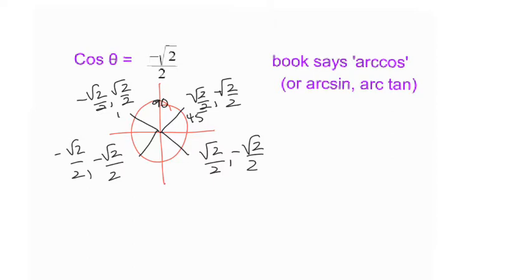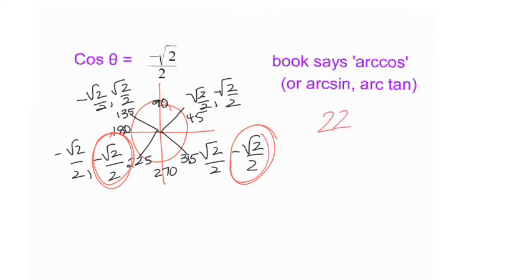90, so let's see, 135, 225, and 315. So notice I do not have these memorized. I added up 45s until I found them all. Where is my cosine? Negative square root of 2 over 2. One of them is here, and one of them is here. So there are two answers for this one that would work.